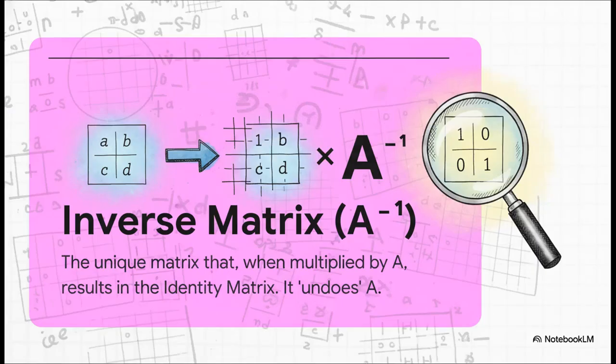What is it? The inverse, which we write as A with a little -1 superscript, is basically the matrix version of division. It's the one unique matrix that completely undoes the original. When you multiply a matrix by its own inverse, you get something called the identity matrix, which is just a matrix with 1s on the diagonal and 0s everywhere else. It's pretty much the matrix equivalent of the number 1.